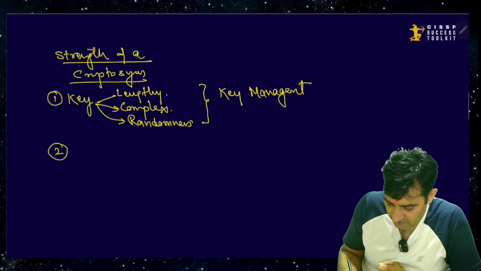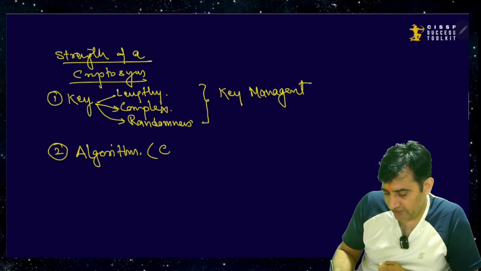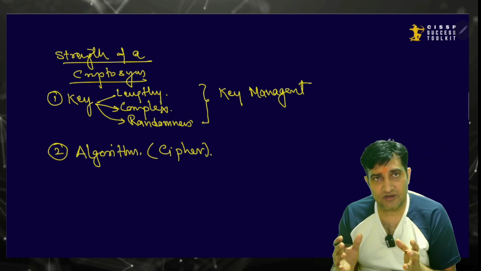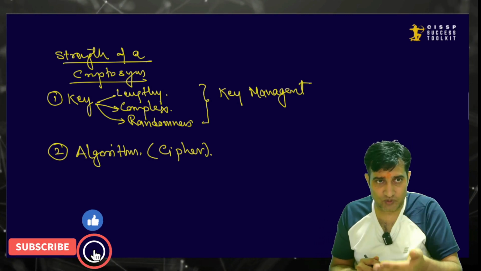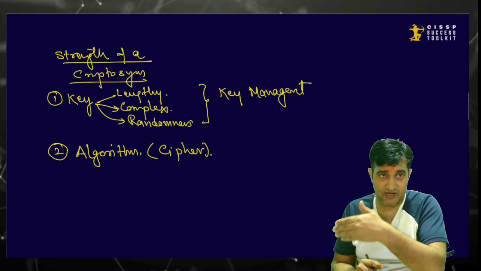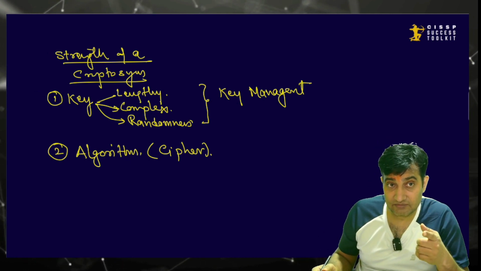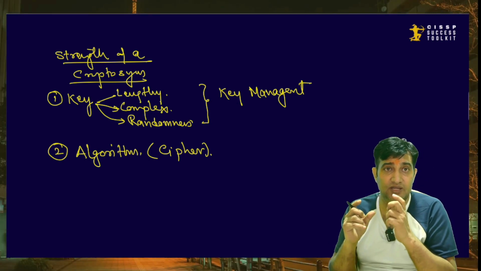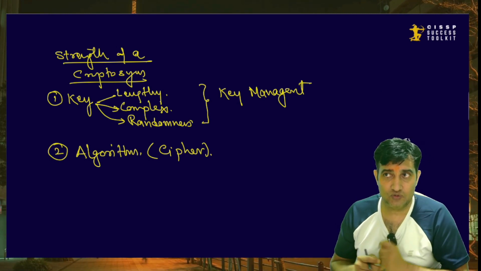Second important thing is your algorithm. You can also call it cipher, whichever cipher you are using. Now a particular cipher should be strong enough. For example, in today's world, you can use AES 256 or AES 128. You can also use 3DES because it's still not broken, but can you use DES? It's not secure as of today. So the strength of the algorithm, or the cipher, plays a very important part. So that's your cipher part.